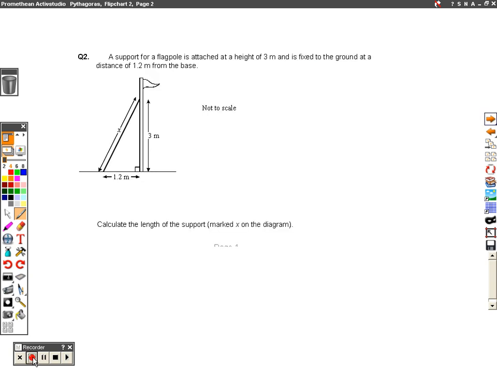Question 2. Support for a flagpole is attached and they're looking for you to find x. Again, this one is your longest side. So once again, you square the two values that you've got and you add the two values. That gives you an answer of 10.44. Okay. Make sure you take the square root of it, which gives you an answer of 3.23.